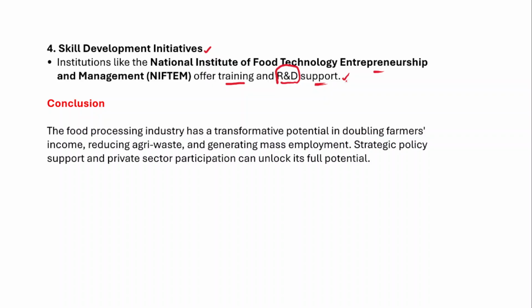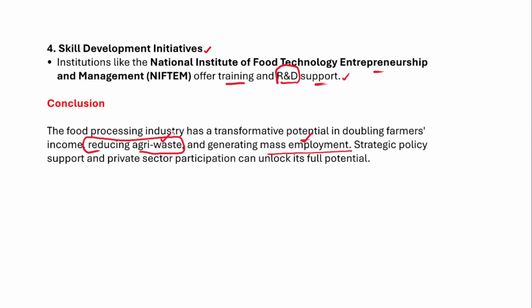And in the conclusion of this answer, you just mention the transformative potential of the food processing industry in doubling farmers' income, because we have an ambitious goal of doubling farmers' income. And apart from that, the other important aspect about the food processing industry is that it can reduce the agriculture waste, and it could also generate mass employment opportunities, right? So it has the potential of creating employment opportunities.